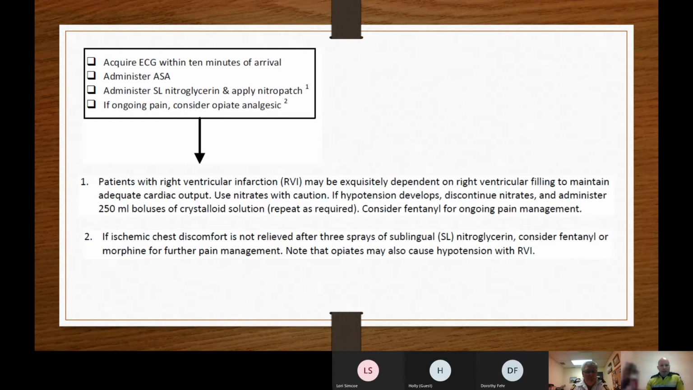Also, if the ischemic chest discomfort is not relieved after 3 sprays of nitro, consider fentanyl or morphine for further pain management. Note that opiates may cause hypotension. So we really have to be careful about dropping our patient's blood pressure. So what we might want to do is start an IV line before we start giving meds. So that can be concurrent activity. We can be doing our 12 lead, doing a set of vitals, getting an IV ready to go.